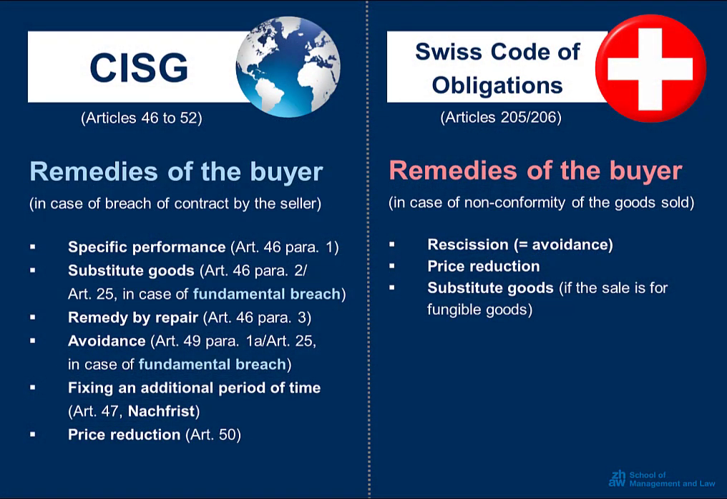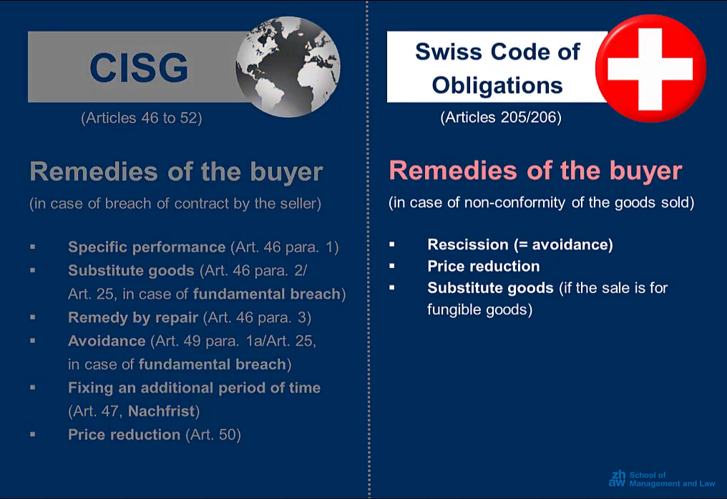Let's start by shortly recalling the system of remedies provided for in the sales law of the Swiss Code of Obligations, Articles 205 and 206. In case of non-conformity of the goods sold, the buyer has basically three options. 1. Rescission, which amounts to void the contract. 2. Price reduction. And 3. The delivery of substitute goods, if the sale is for fungible goods.